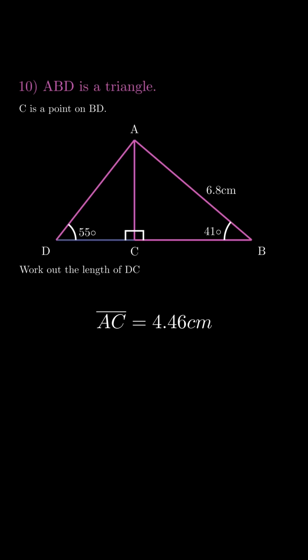Now that we have AC, we can use tan as AC is the opposite side of the angle 55 and DC is the adjacent side to the angle. So we get that tan 55 is equal to AC over DC. We rearrange for DC, which equals 4.46 over tan 55, which equals 3.1.